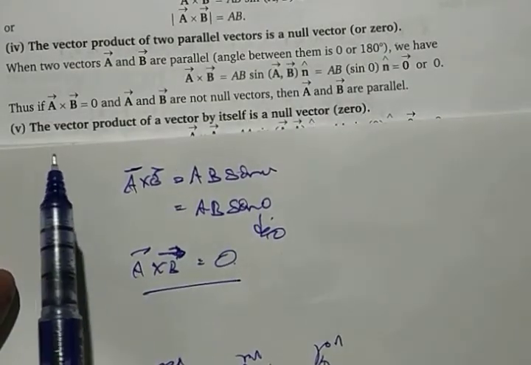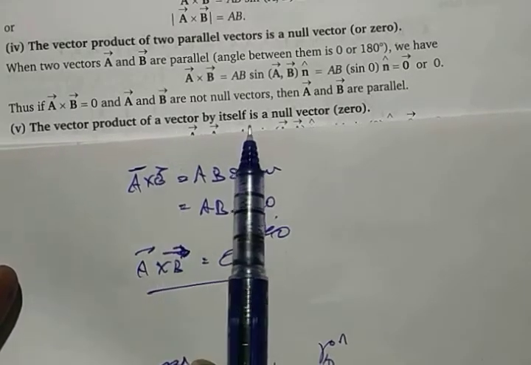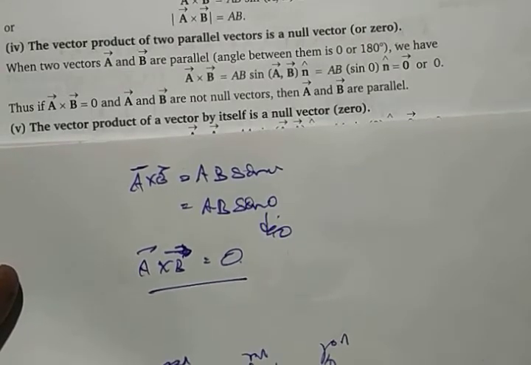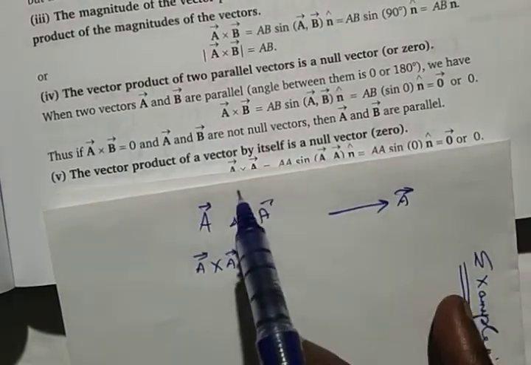Next property, the fifth property, write down: the vector product of a vector by itself is a null vector. So what does it mean by that? The vector product of a vector by itself is a null vector.